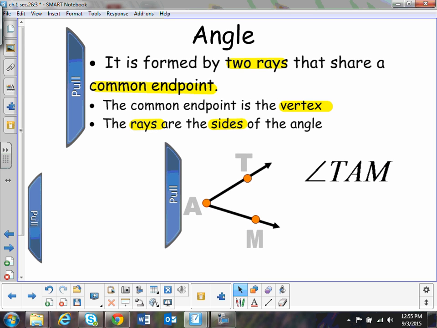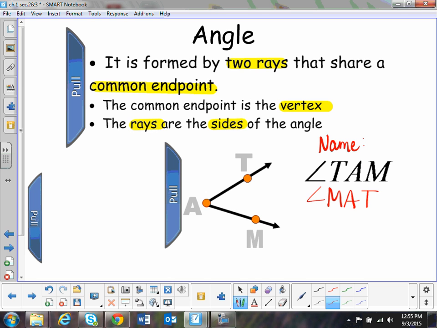Here's what a picture of an angle looks like. And then you name it like this. You have to use 3 letters. Sometimes you can use 1, but for the most part, you are using 3. So here's how you name the angle. And of course, you can also reverse the letters, N-A-T.